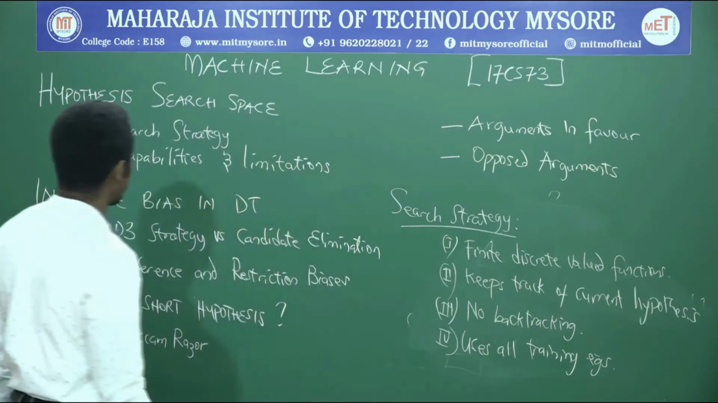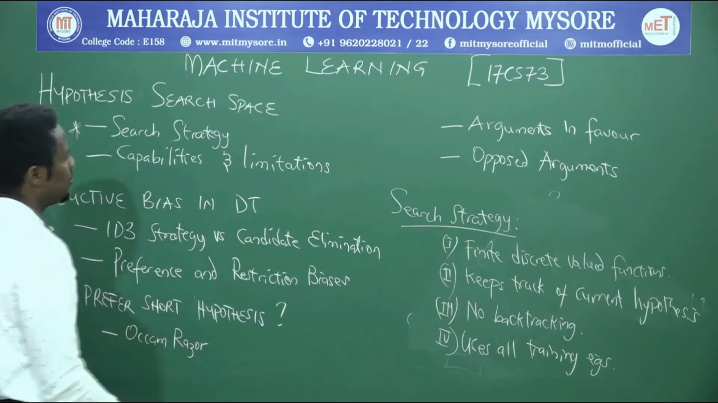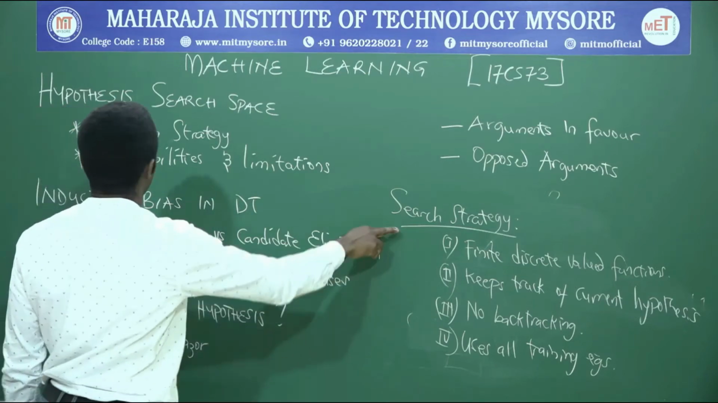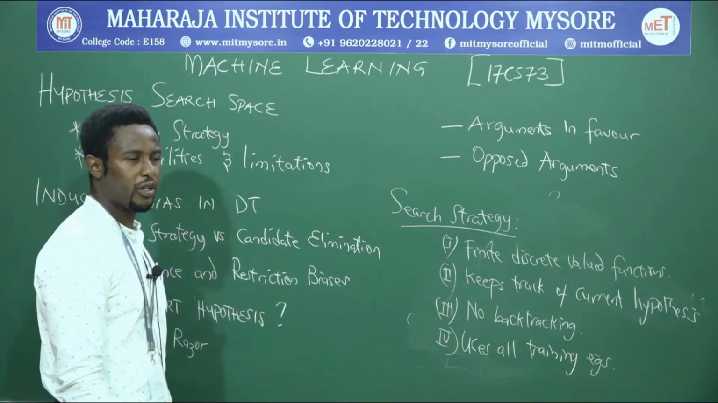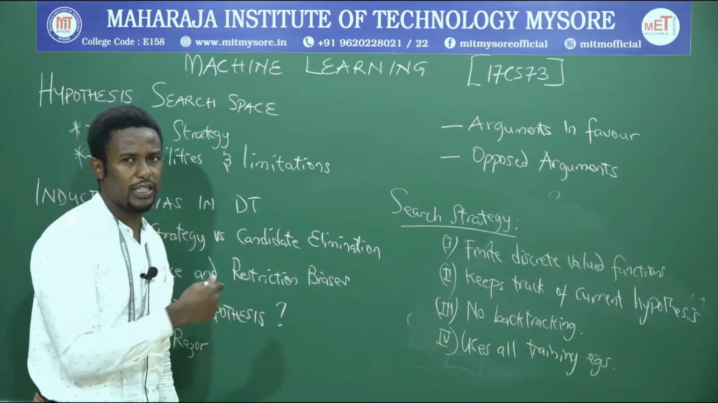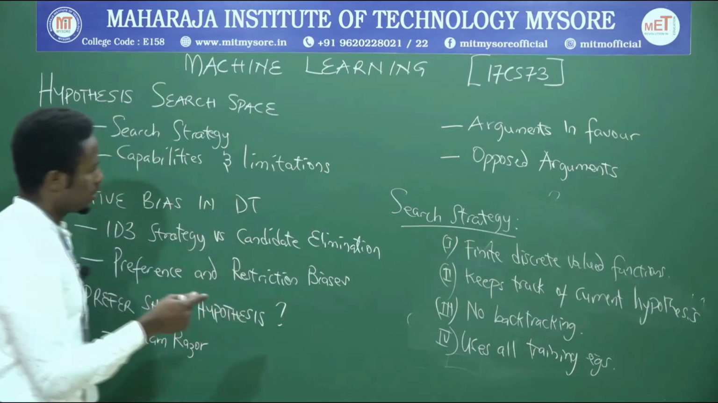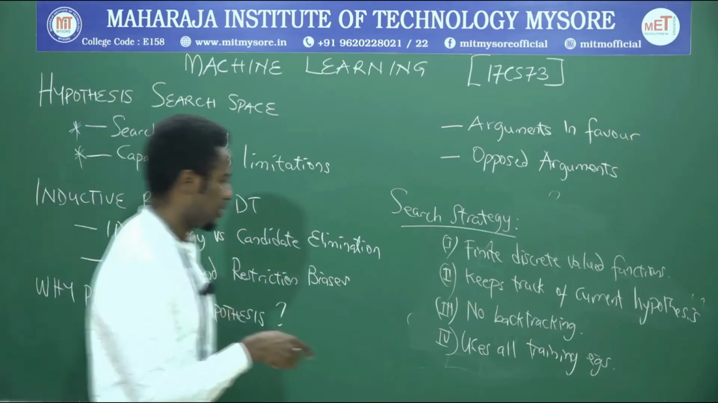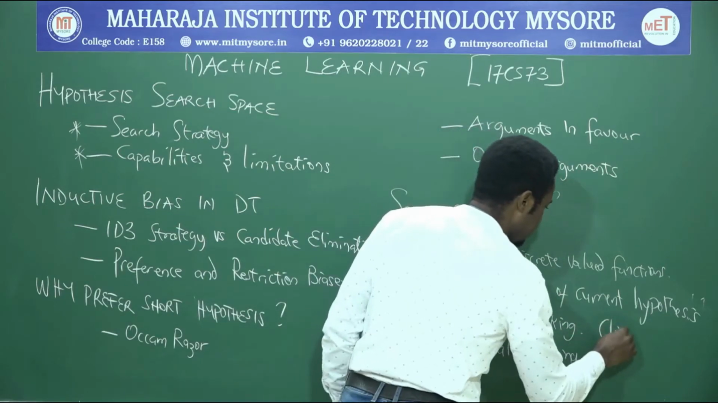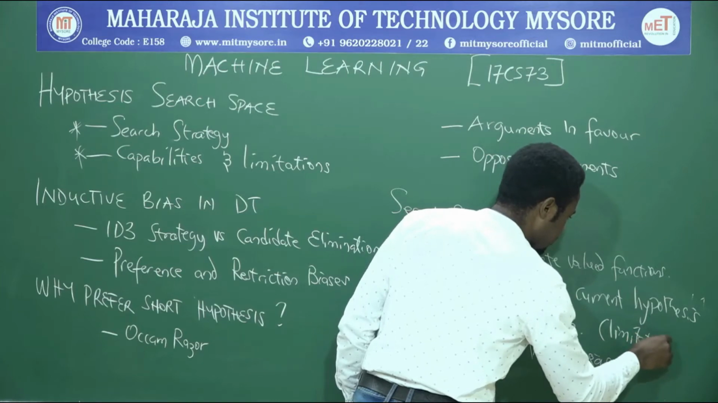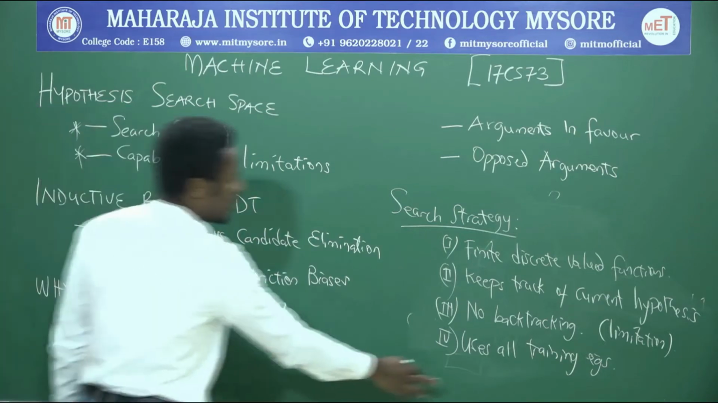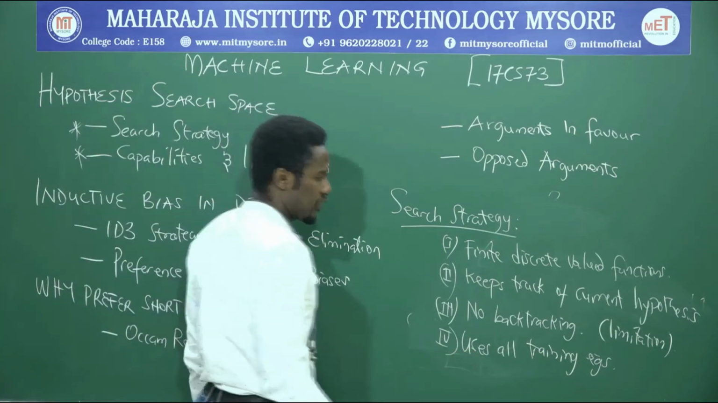With this, you can try to see what the limitations might be. We explained the search space and limitations together. I want you to figure out the limitations of the ID3 search strategy. No backtracking: is it a limitation? Yes, it's a demerit. It's capable of taking all the training examples. Yes, so this is an advantage.